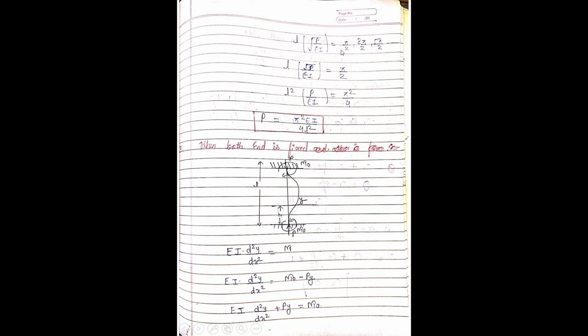So L root P upon EI equals theta where cos theta equals 0, meaning theta equals pi by 2, 3 pi by 2, 5 pi by 2, and we will take the first, most practical value, that is pi by 2. Then L root P upon EI equals pi by 2. If we square both sides, then L square P upon EI equals pi square by 4, then P equals pi square EI divided by 4L square. That is the value of the buckling load when one end of the column is fixed and the other one is free. Thank you.